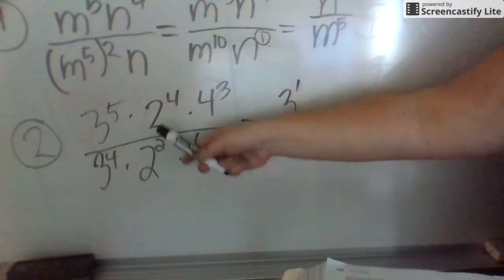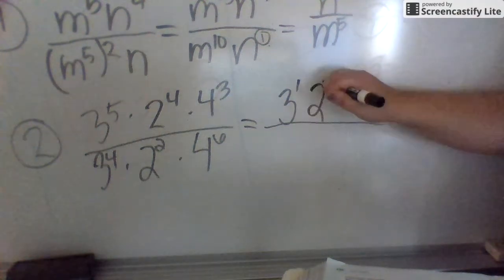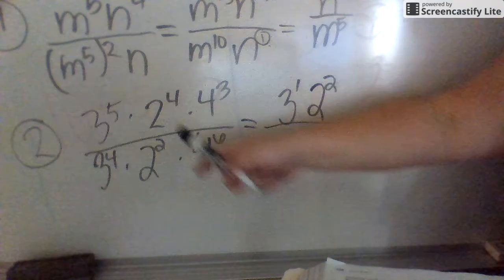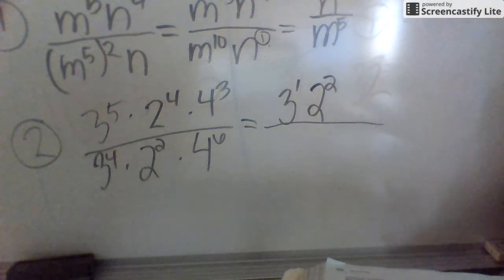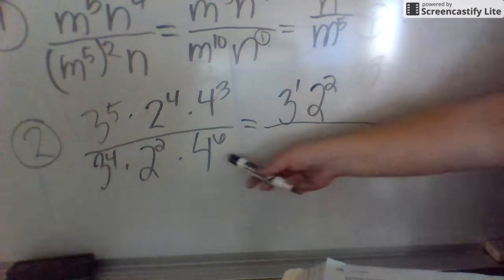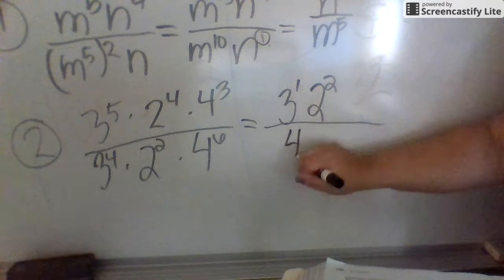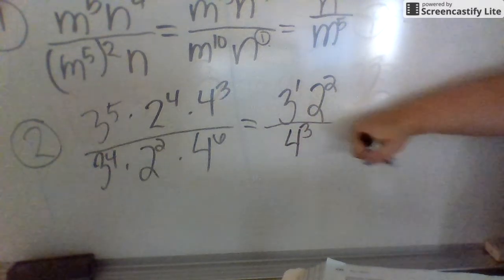Now let's look at our 2 base. 2 to the 4th divided by 2 to the 2nd. We should have 2 squared on top because that's where our bigger exponent is. And then 4 to the 3rd and 4 to the 6th. The bigger one is on the bottom. So we're going to do 6 minus 3, which is 3, and that stays on the bottom.